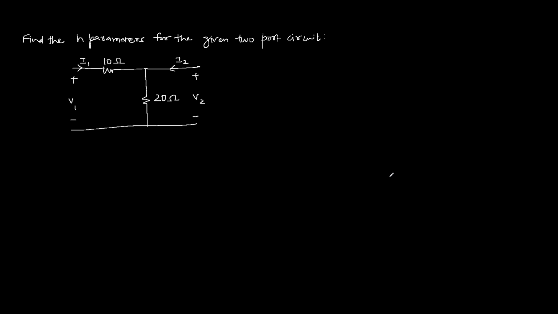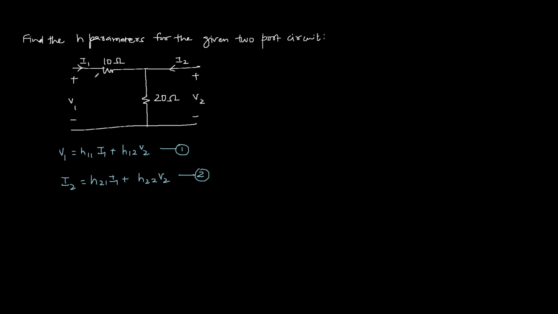Now for the given two-port circuit, we have to find out the H parameters. Equations for our H parameters are V1 equal to H11 I1 plus H12 V2. This is the first equation. Second equation is I2 equal to H21 I1 plus H22 V2. So from this circuit we will try to write two equations in the form of equation 1 and 2.